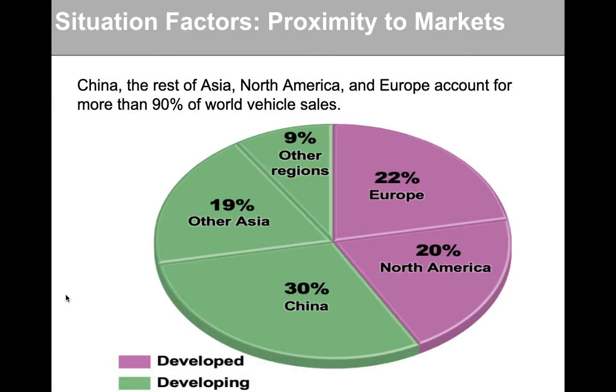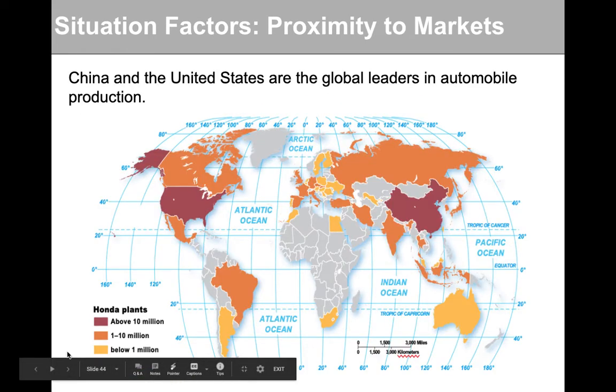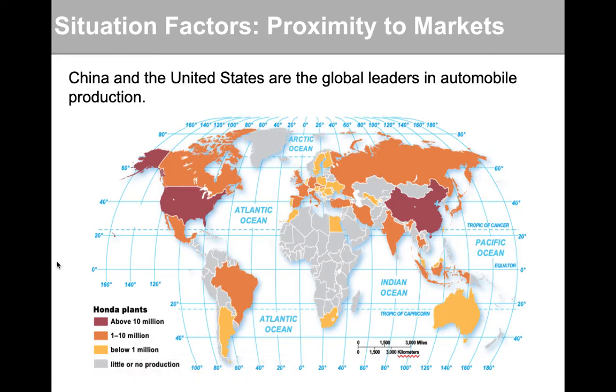We look at the 90% of vehicles made in the world. China is the global leader in vehicles, followed by Europe and then North America.